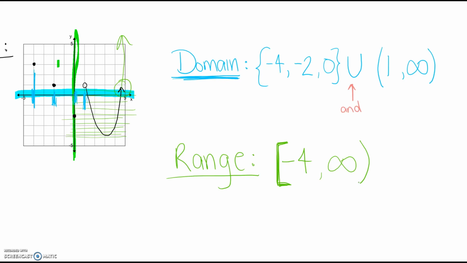So the domain is jumping and then continuous. So we use union, we list, and then we have our interval. And our range, because of this arrow, goes on infinitely, and there aren't any holes in the graph. And that's it.